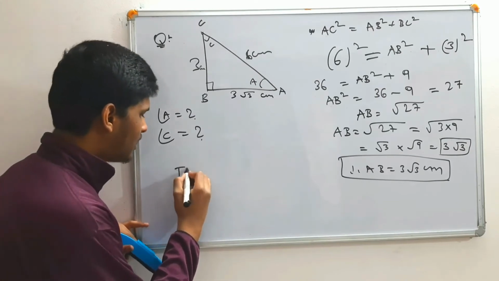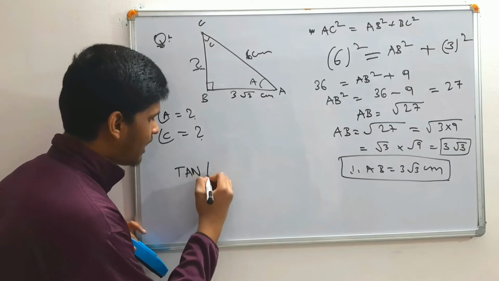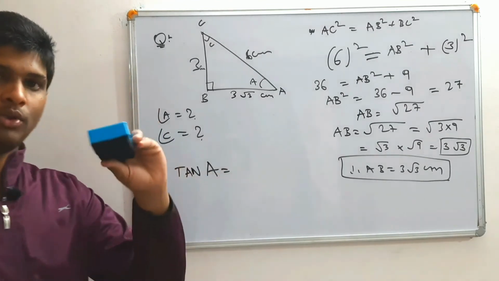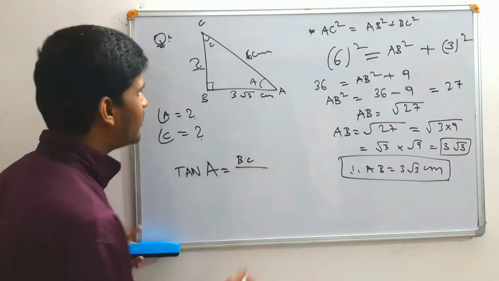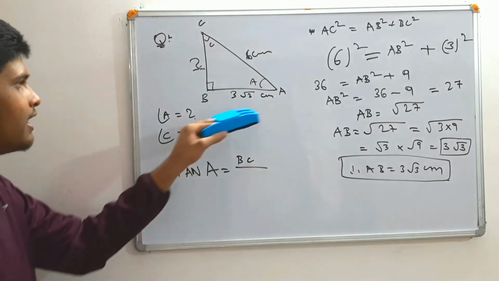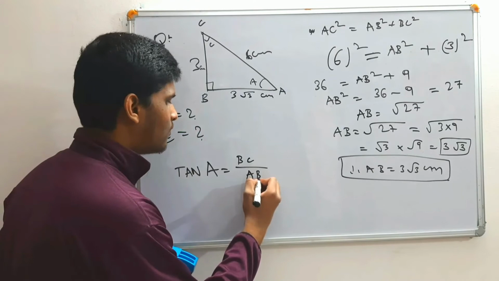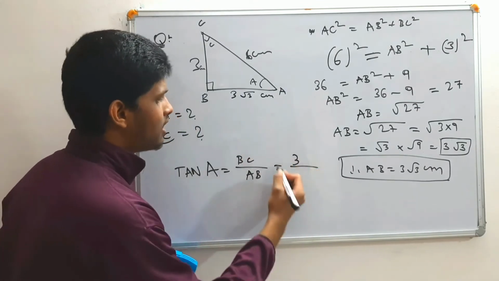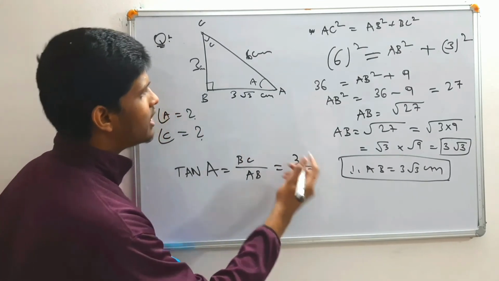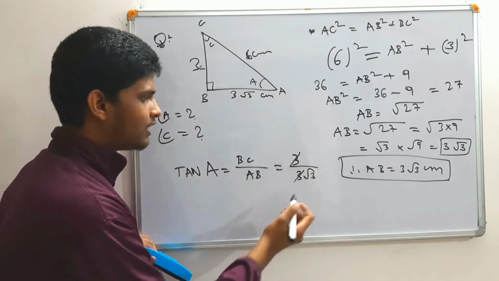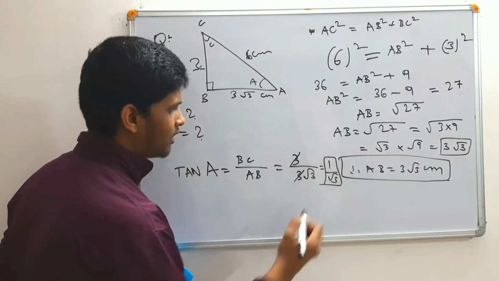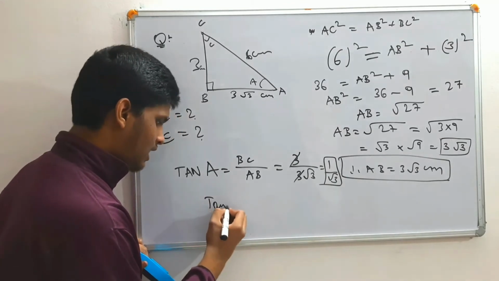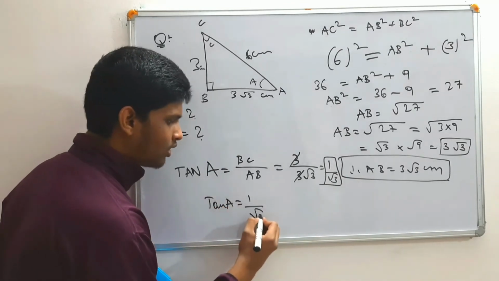So again here we are taking tan A as the opposite side to angle A, which is BC, divided by the adjacent side to angle A, which is AB. We get BC is equal to 3 and AB is equal to 3 root 3. Units get cancelled, and here also 3 gets cancelled. We are left with 1 by root 3. That means we are getting tan A as 1 by root 3.